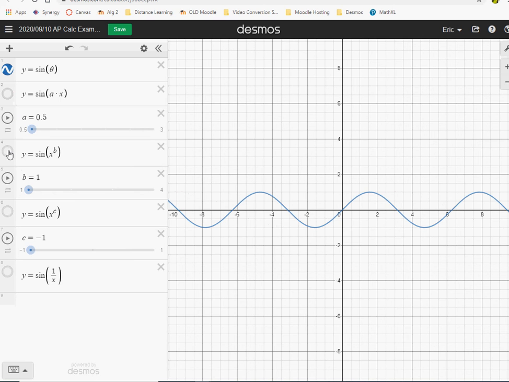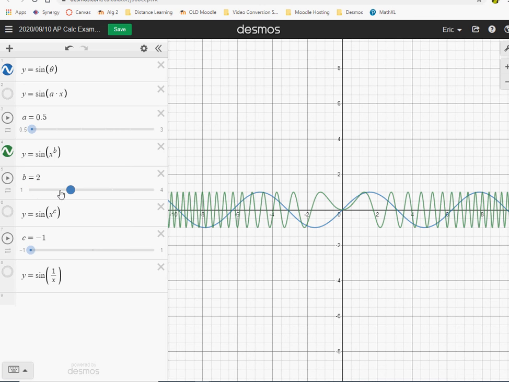Okay, what about if I take the sine of x to a power? Well, if x is being taken to the power of 1, nothing changes. But if x is being taken to the power of like 2, for example, that's going to do some weird things, because now the sine function is seeing whatever the value of x squared is. Well, for one thing, x squared is always positive, right? So it's never going to see the sine of a negative value, okay?